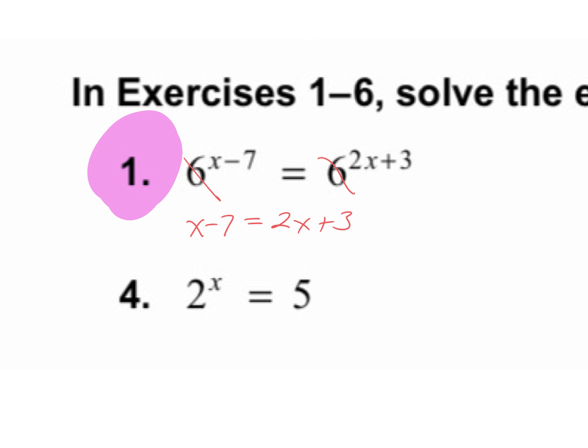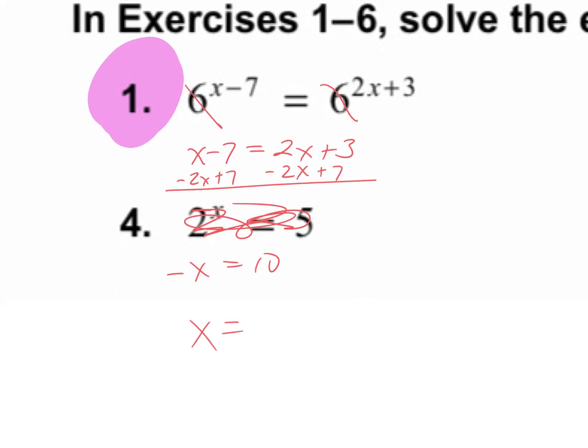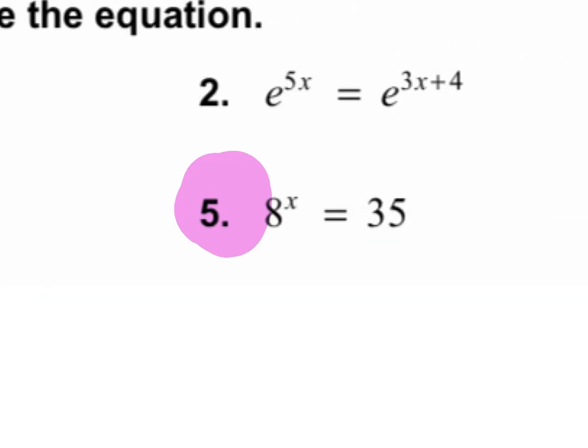So when we solve, subtract 2x from both sides, and add 7. You guys okay with that? Okay, so negative x equals 10. So what's x equal? Negative what? Perfect. What can you do with that? Plug it in. See if you get the left-hand side equals the right-hand side. Every single time you guys get an x equals, you should check it.